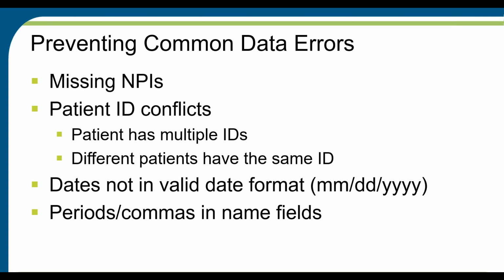Patient ID conflicts. If there's an identifier that had been used for a patient, and then there's another identifier that is suddenly used, the system will go ahead and create a new record for that patient using that new identifier. Or you may have different patients that have the same ID. For instance, some facilities will maybe use 1, 2, 3, 4, 5, 6, 7, 8, 9, 0, and you'll get conflicts that way.